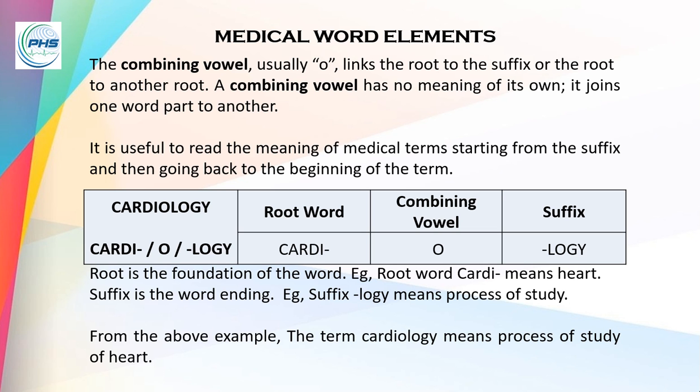Next, we will look at the combining vowel, and this is usually O that links the root to the suffix or the root to another root. A combining vowel has no meaning on its own, it joins one word part to another. It is useful to read the meaning of the medical term starting from the suffix and then going back to the beginning of the term. Let us look at a word example, cardiology.